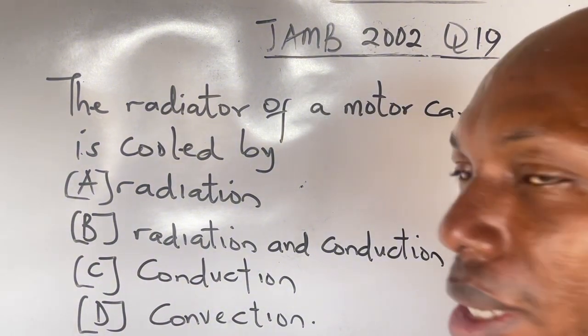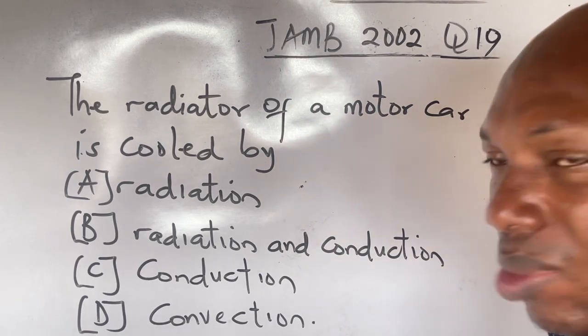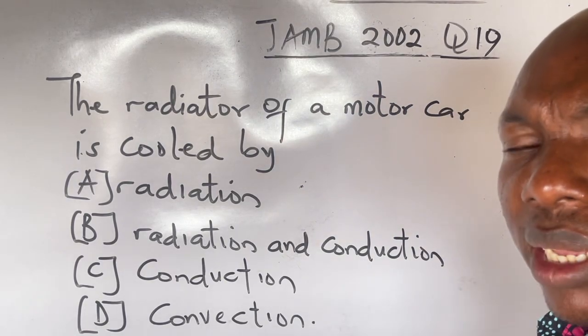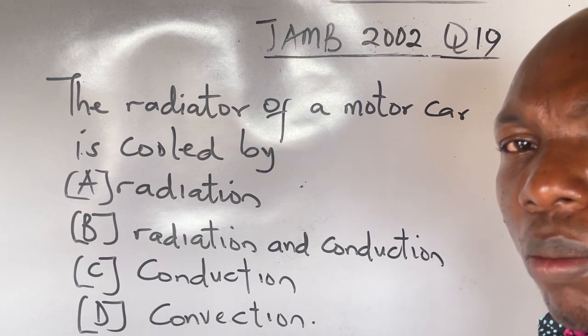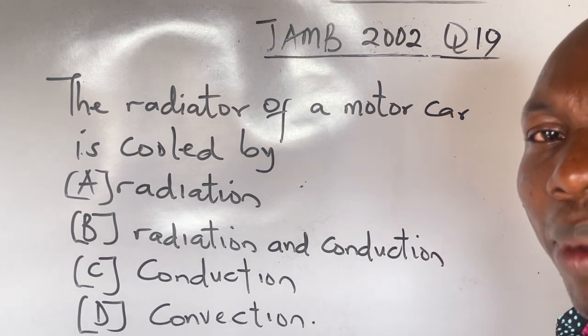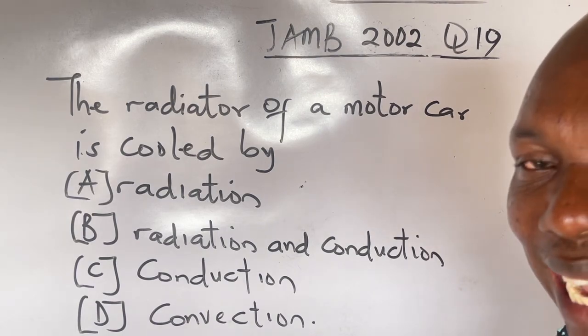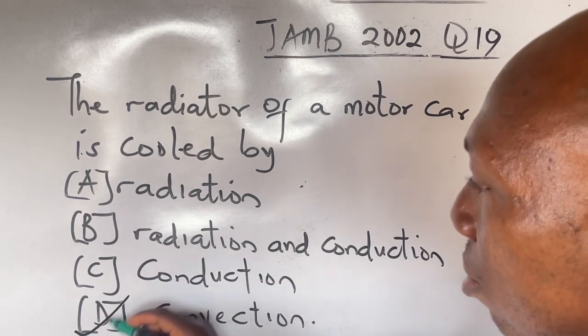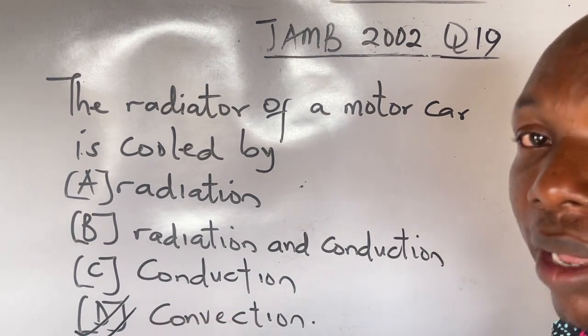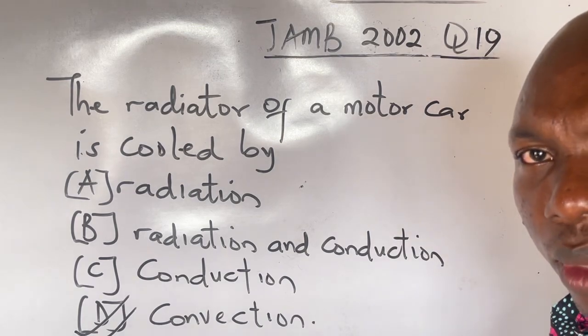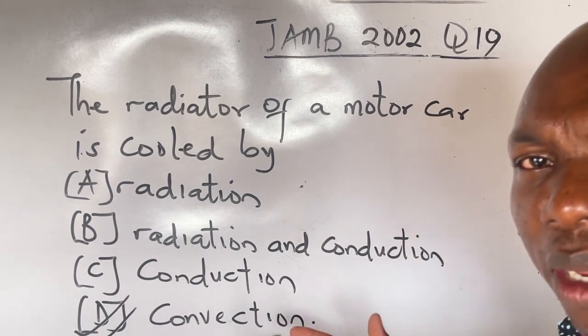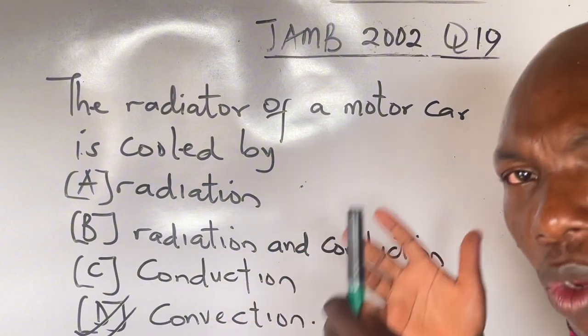This topic is on heat energy. The main principle in the radiator of a motor car is heat loss by convection. So the answer here is that the radiator of a motor car is cooled by convection. This information is very important and vital for some students.